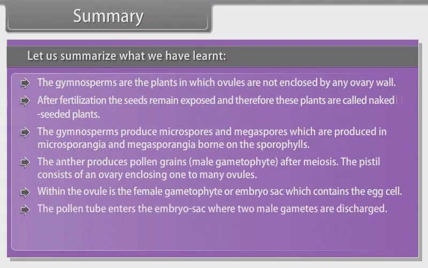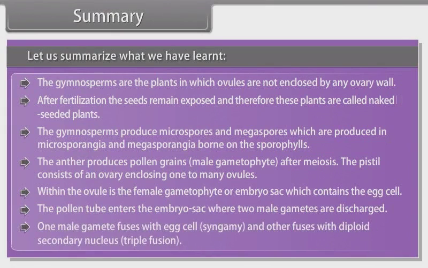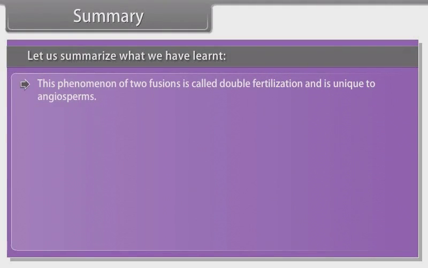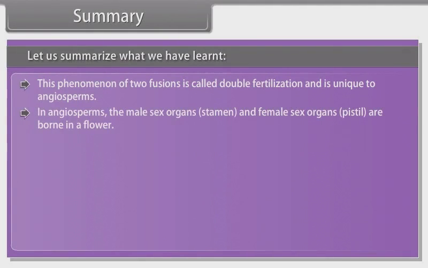The pollen tube enters the embryo sac, where two male gametes are discharged. One male gamete fuses with egg cell, syngamy, and the other fuses with diploid secondary nucleus, triple fusion. This phenomenon of two fusions is called double fertilization and is unique to angiosperms. In angiosperms, the male sex organs stamen and female sex organs pistil are borne in a flower.